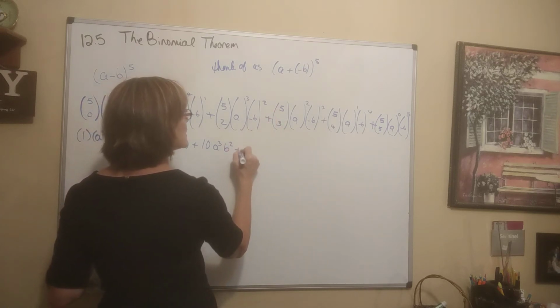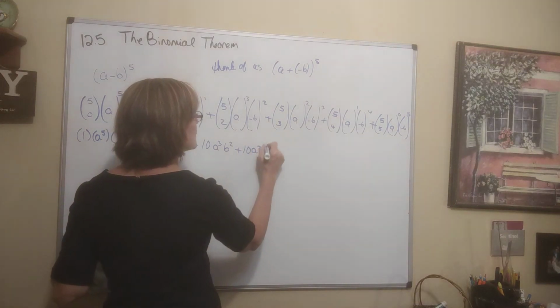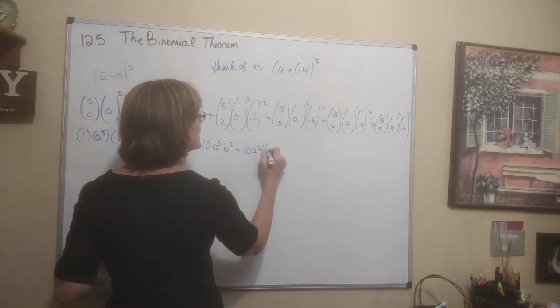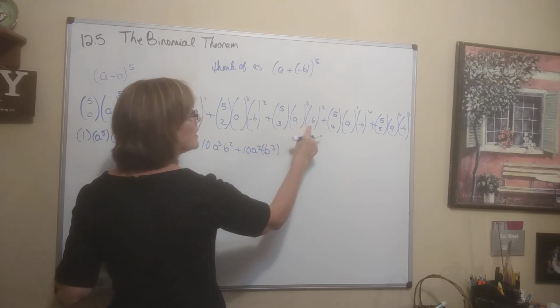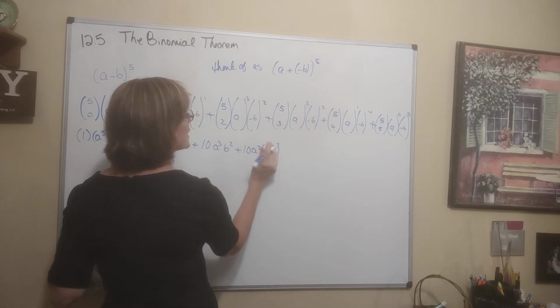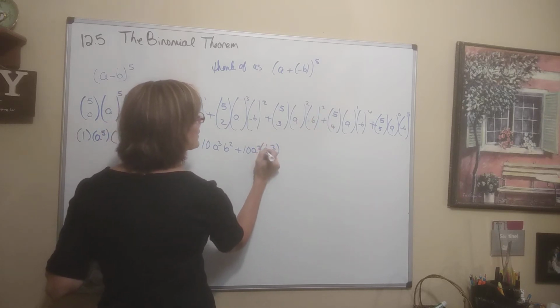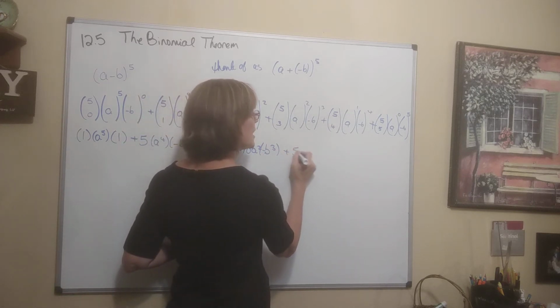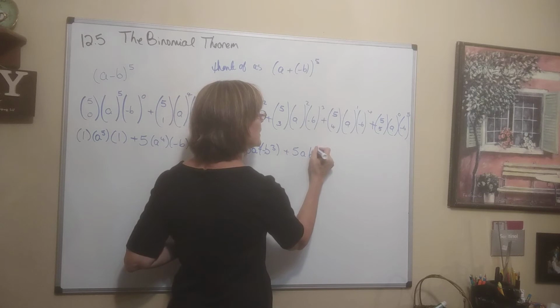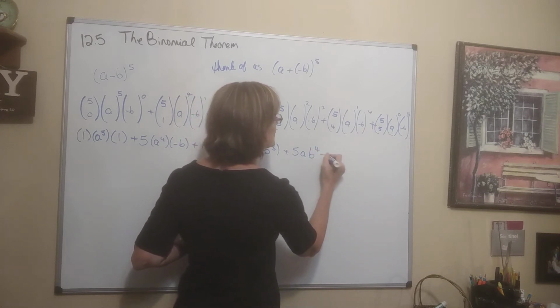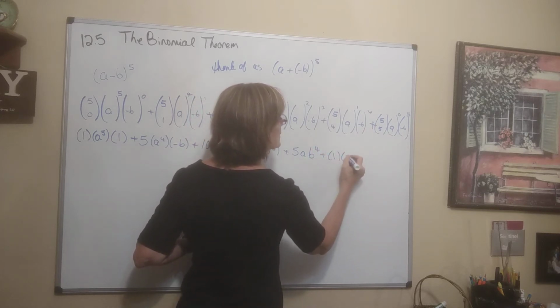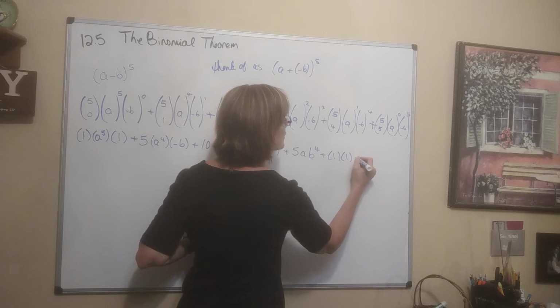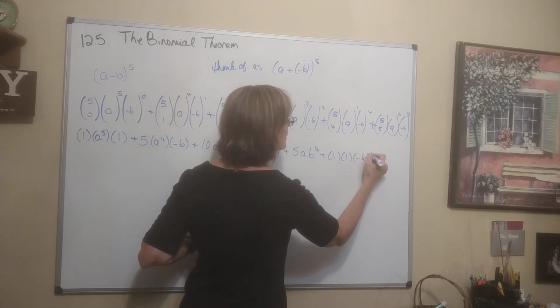5 choose 3 is also 10. This is going to be a squared times negative b cubed. Negative to an odd power remains negative. Let me not lose that negative right there. That's a negative. Okay. 5 choose 4 is going to be a 5. A to the 1, b to the 4th. 5 choose 5 is going to be a 1. A to the 0 is a 1. Negative b to the 5th is negative b to the 5th.